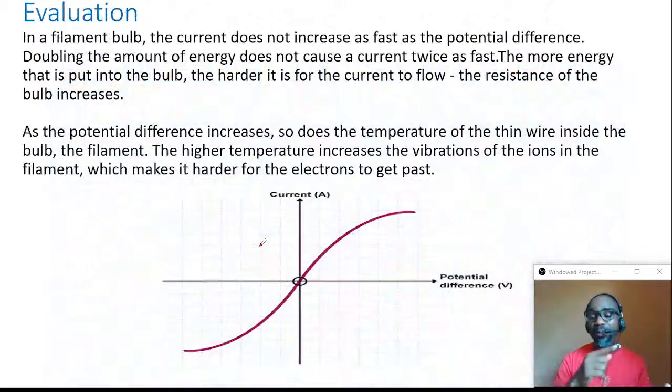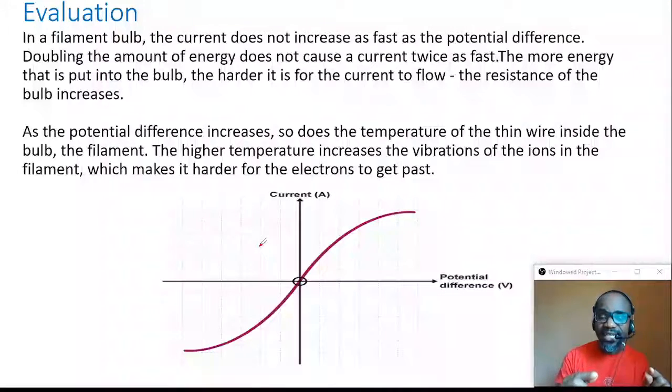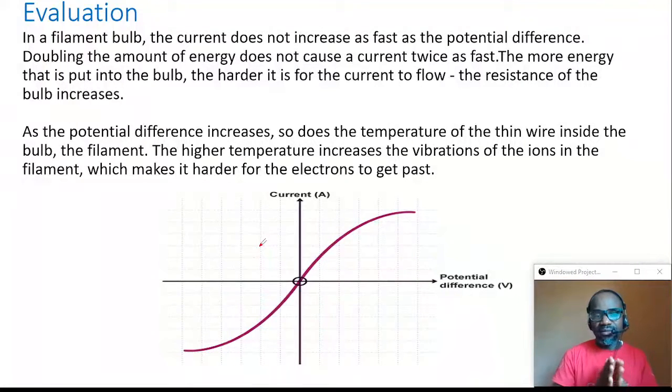Boom! We have a parabolic curve. A parabolic curve. So what happens? Our evaluation here says that when a filament bulb is connected in an electric circuit, the current does not just increase as fast as the potential difference. No! What happens is this. As the amount of energy is doubled, it does not actually cause a doubling of the current value. It does not cause the current to become twice as much.